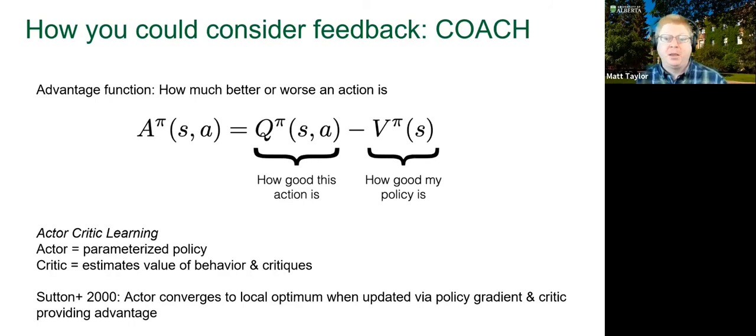So the framework we use is actor-critic learning, which the RL people are probably familiar with, where we've got an actor, which has this policy that's parameterized. And then the critic estimates the behavior. The critic looks at the actor and then gives critiques. And Rich, back in 2000 and others, showed that the actor-critic architecture will converge to a local optimum when you're doing policy gradient updates, and the important point, when the critic is providing the advantage. So if a computational critic is providing this advantage as its critique, then you will converge to a local optimum.